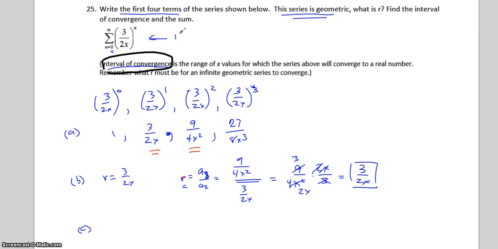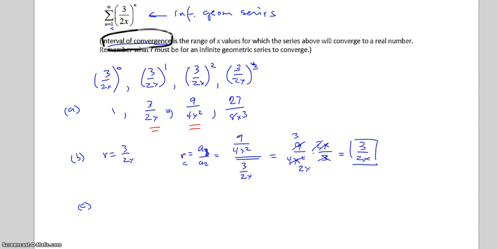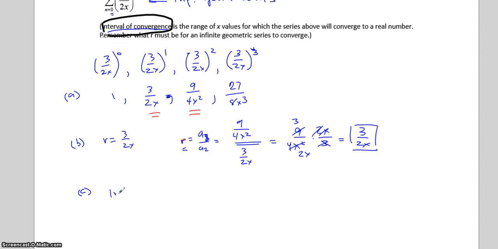This is an infinite geometric series. And what has to be true for an infinite geometric series to converge? Well, its common ratio, the absolute value, since it can be negative, has to be less than 1. Those terms have to get smaller and smaller, otherwise that doesn't work. So we know that's the condition, and we have what r is here, so we just have that the absolute value of 3 over 2x is less than 1.